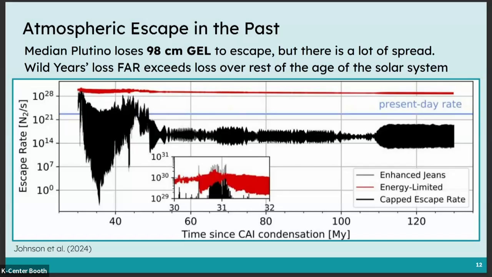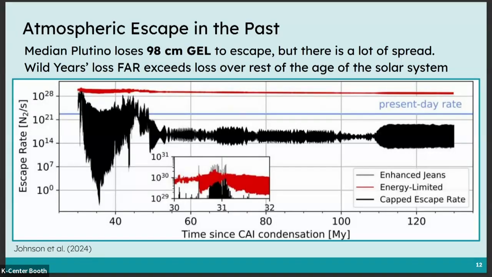And what we found in this work is that the median or the average simulated Plutino loses something like 100 centimeters of nitrogen to escape during this 100 million year time period, which I'll show you in a couple slides is not very much at all. Sputnik has something like 40 to 400 meters global equivalent layer of nitrogen. So this 100 centimeters is a drop in the bucket. And so even when accounting for these different early behaviors of Pluto and the sun, escape is just not a significant loss of nitrogen.